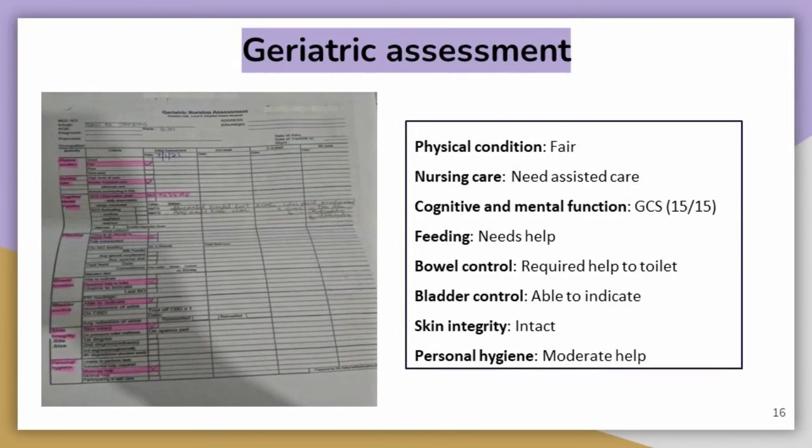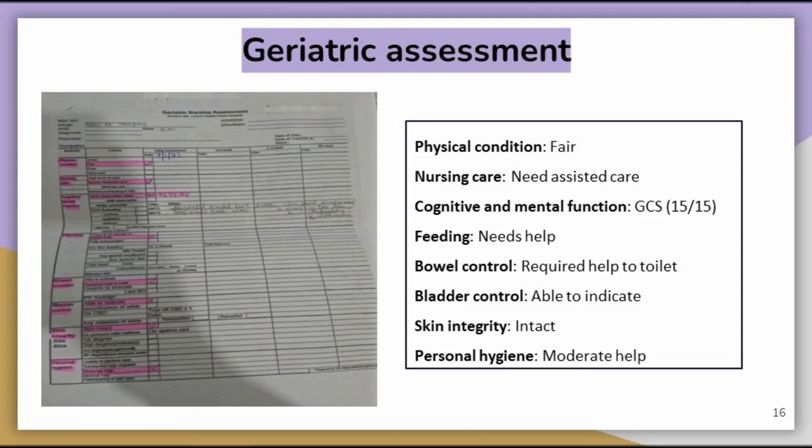So here is the geriatric assessment done on the 7th January 2021 during the interview. Findings are physical condition fair, nursing care needs assisted care. Cognitive and mental functions, his GCS is full, which is 15/15. For feeding, he needs help from others. Bowel and bladder control, he needs help from others to go to the toilet. Skin integrity is intact. Personal hygiene, he needs moderate help.